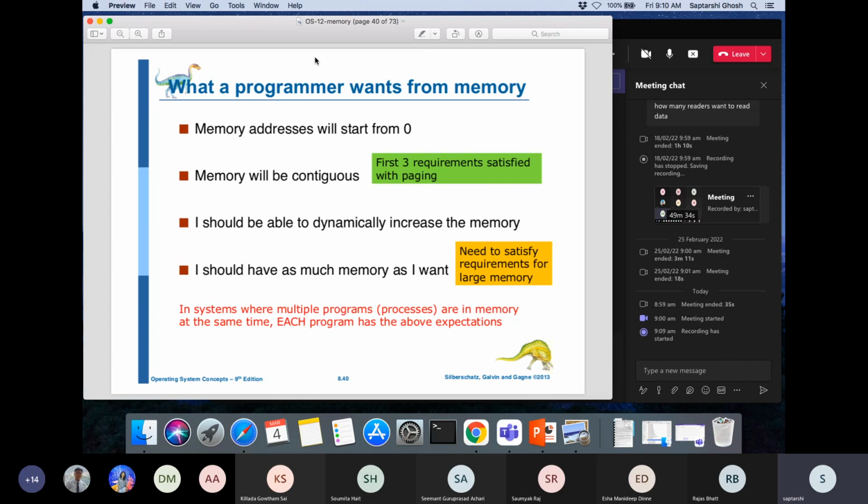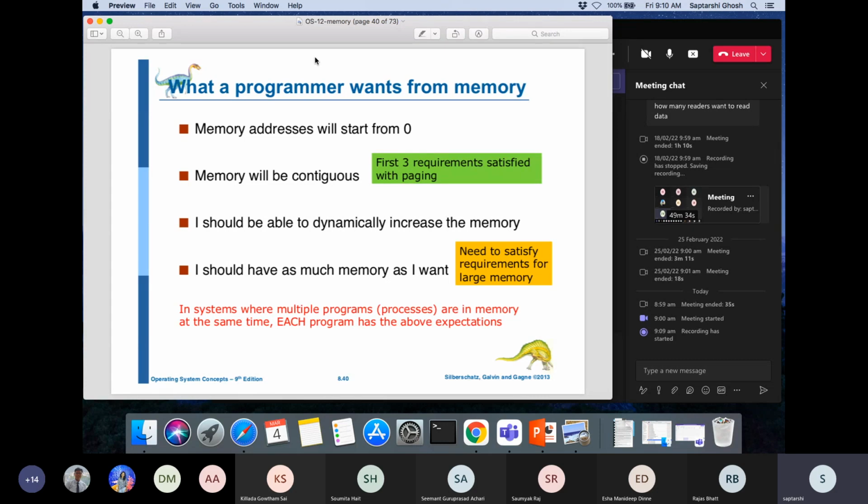So we initially discussed contiguous memory allocation, but that made dynamically increasing the memory really difficult. Also, memory was not utilized that well because of fragmentation. So then we moved to paging. And with paging, we found that the first three requirements are well satisfied.